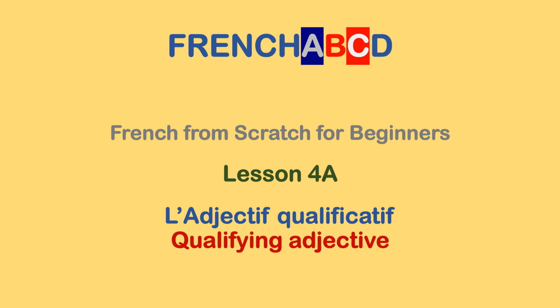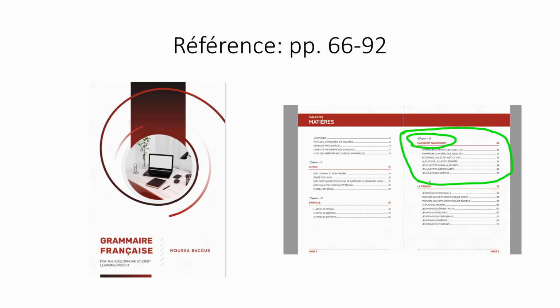Today we're going to look at lesson 4A. So there's going to be 4A, B and C. There are three sections for l'adjectif qualificatif, an English qualifying adjective. It is part of the series French from Scratch for Beginners. The reference is on pages 66 to 92 of the manual.